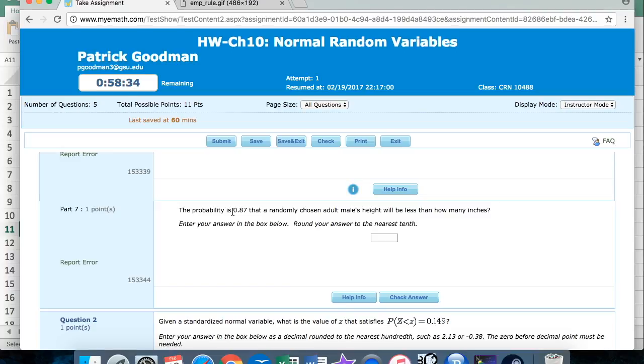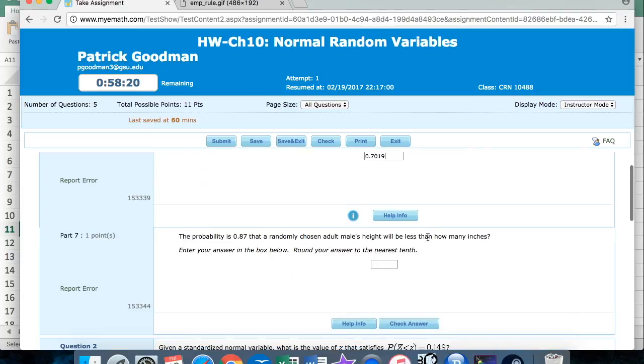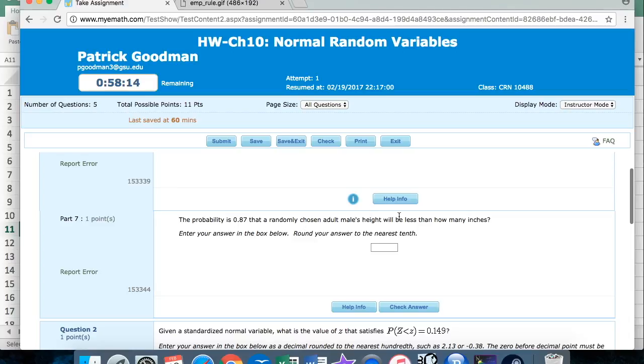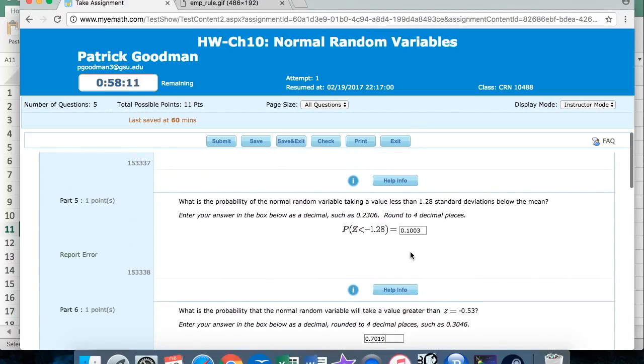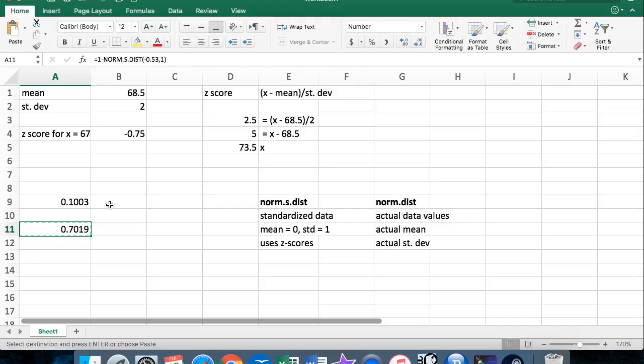So now for this problem, for part 7, the probability is 87% that a randomly chosen adult male's height will be less than how many inches? Okay, so before we were given our x values or our z-scores, and we were asked to find the probabilities. Now we're given the probability and asked to find the height. Before we were given it in z-scores, but here you want the actual data value, the actual adult male's height. So we won't use norm.s.dist at all. We'll have to use the norm without the s.